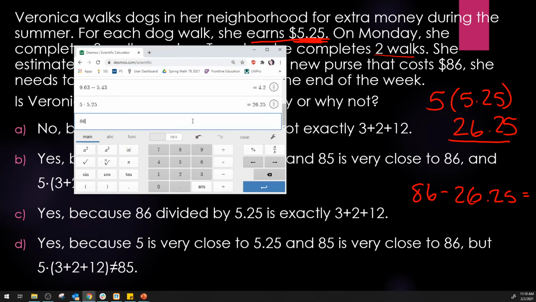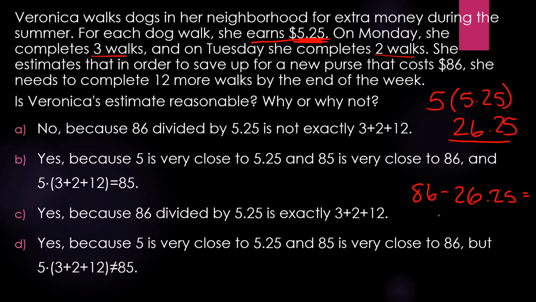So if I take 86 and subtract it from that 26.25, I get almost $60. Whoops. Almost $60. I'm going to round it to about 60. Okay, so she needs to go on 12 more walks. And remember, for each walk that she does, she gets $5.25. So if she does 12 more at $5.25, 12 times $5.25, let's see what that gets us.